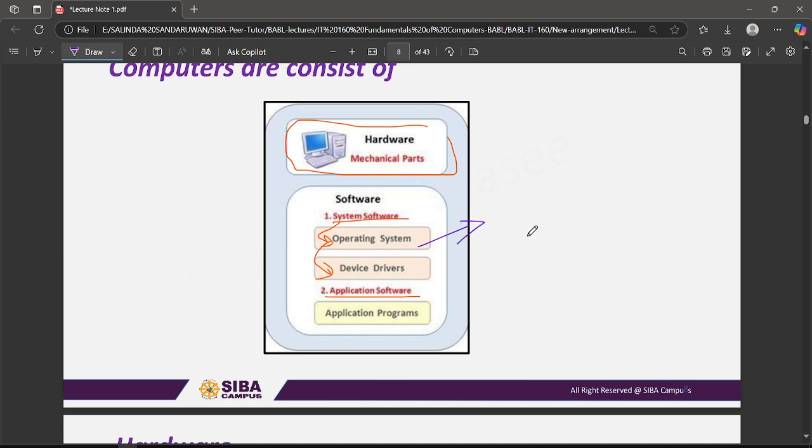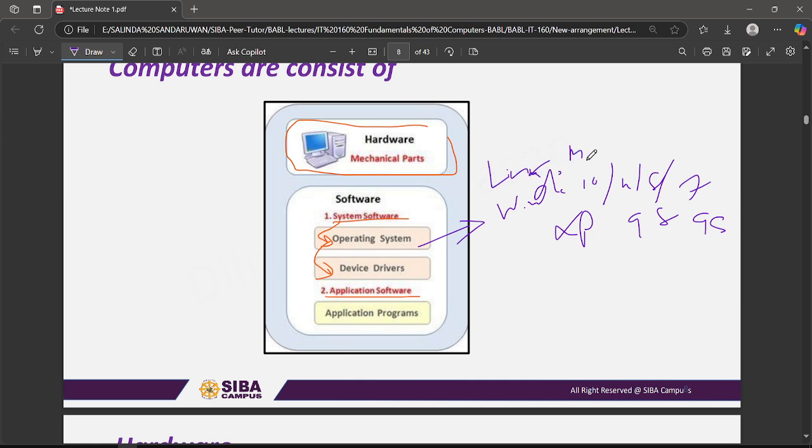Operating systems means the Windows operating system: Windows 10, 11, 8, right? Windows 7, yes, Windows 7 also. XP, right? XP, 98, 95. So these are some operating systems, and also some other ones: Linux, right? Then Mac OS, Ubuntu, Unix. Likewise, we have several operating systems.